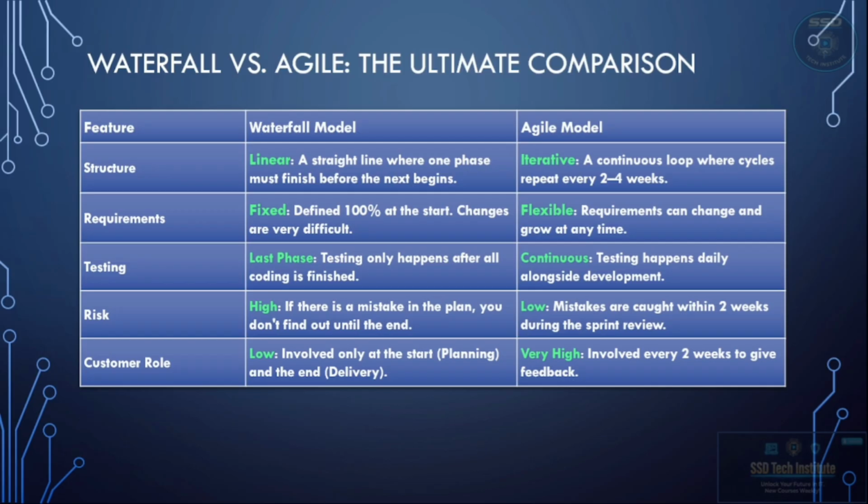In the waterfall model, the customer's involvement is very low. They are involved only at the start and the end. Whereas in an agile project, the customer's involvement is very high. They give feedback every 2 weeks.